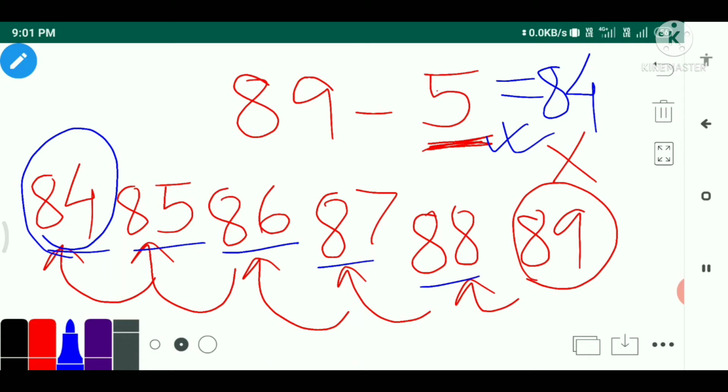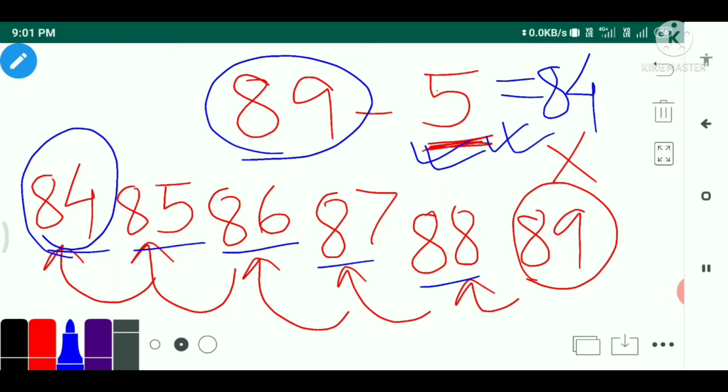You have to keep this number in your mind and move in a backward direction. That means you have to write the before number. It depends on which number you are subtracting. I hope you have understood this method, how we can subtract by crossing backward.